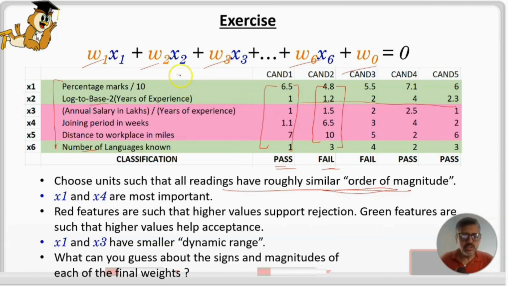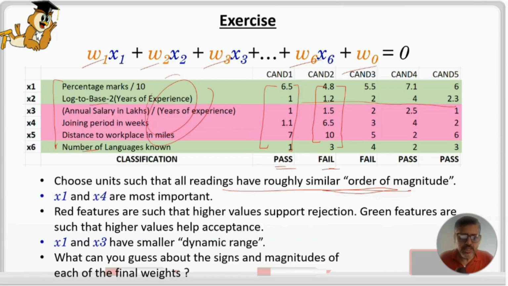So if you use these sort of units, the values of the feature variables would typically be real numbers less than 10. So, same order of magnitude. That's what I want you to do. I want you to generate data such that all of these are of the same order of magnitude.